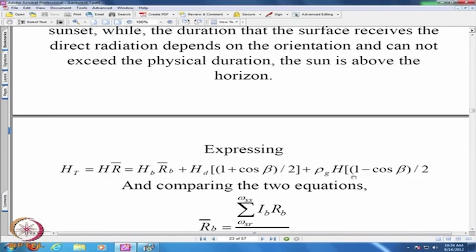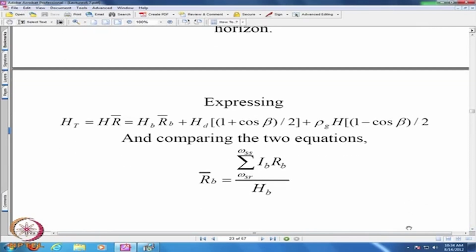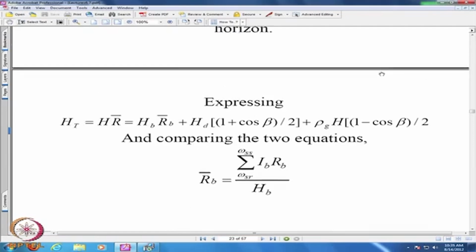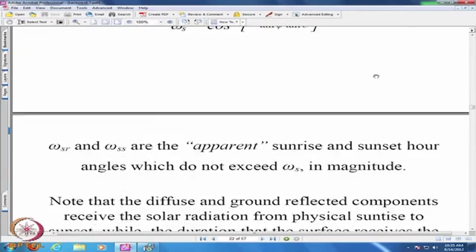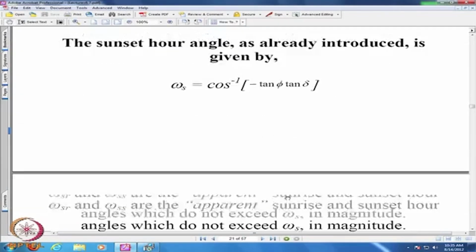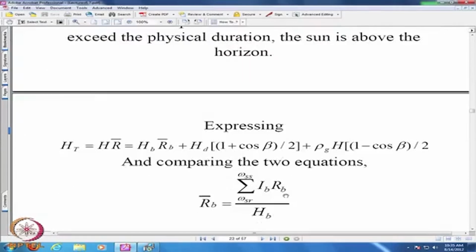This is written analogous to the hourly value, but now we should realize that RB bar should be a weighted average of IB and RB upon HB. In other words, whatever the previous equation that we have shown over here, if you equate sigma IB RB to HB RB bar, it follows RB bar is summation of IB RB over HB or sigma IB, you can write it any way you like.